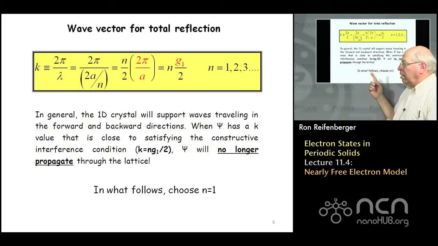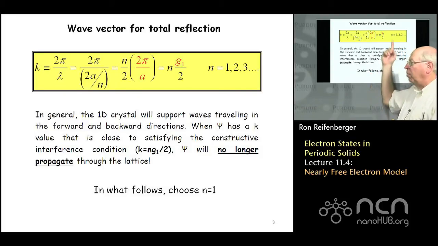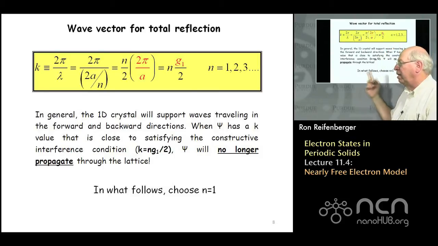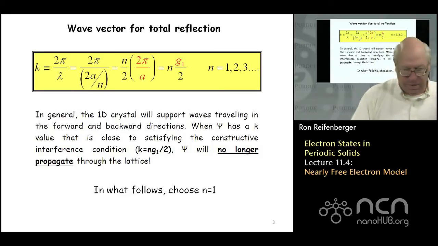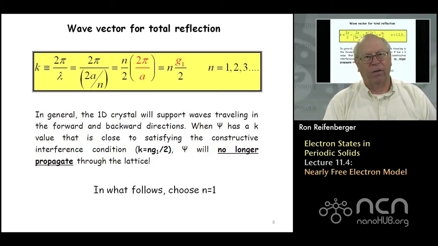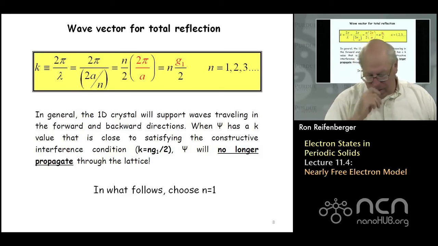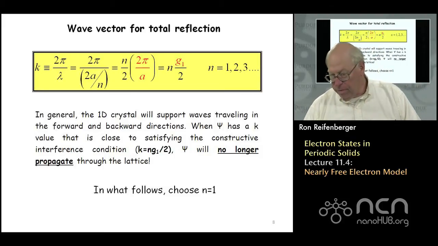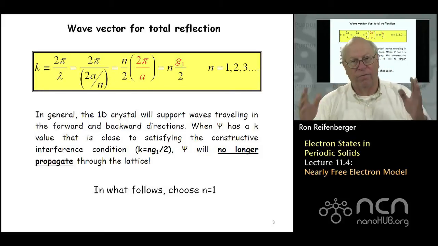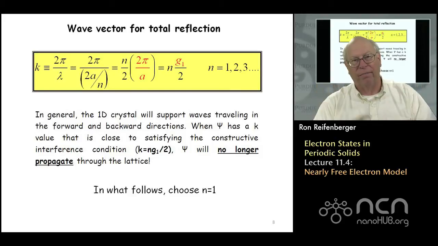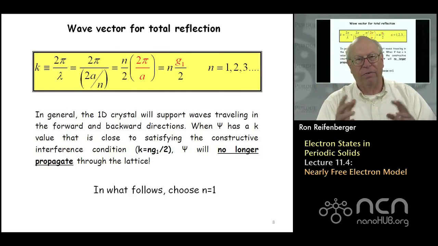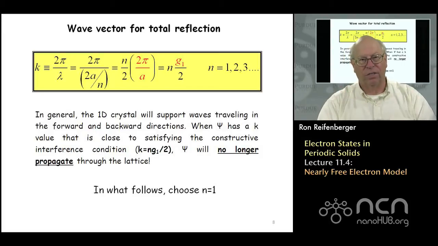So, in principle, we would have to consider all possible values of n. And in what follows, we're just going to choose n equals 1 to make the arithmetic simple, and hopefully the arguments will be understandable. We're also going to focus on one dimension. That alleviates a lot of the vector algebra that's required to discuss this possibility in 3 dimensions.